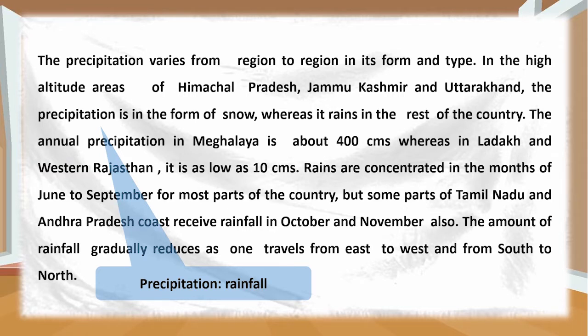Rainfall occurs at a higher rate during the months of June to September in most parts of the country, but the coasts of Andhra Pradesh and Tamil Nadu receive rainfall during October and November. Precipitation gradually decreases from east to west and from south to north.